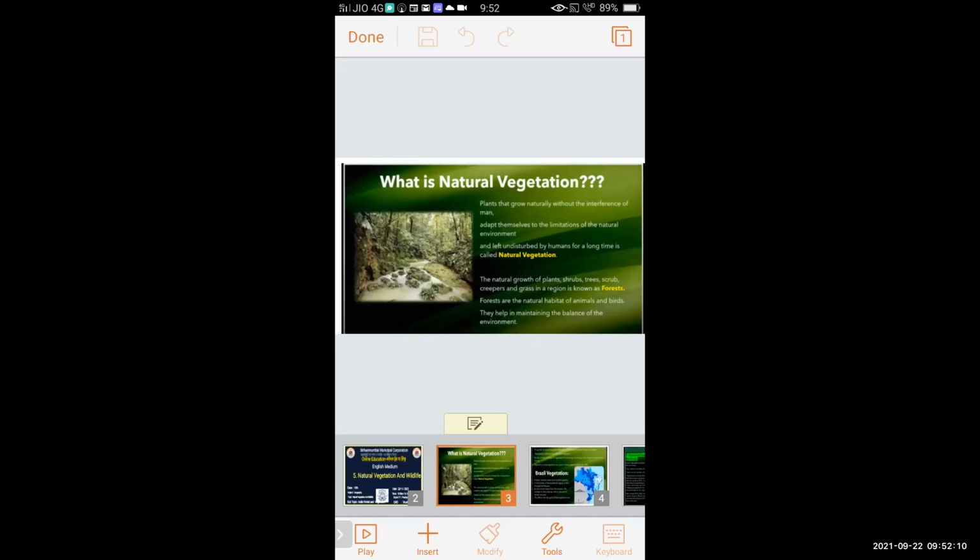And left undisturbed by humans for a long time is called natural vegetation. They are not disturbed by any human beings while they grow for a long time. That is called natural vegetation.